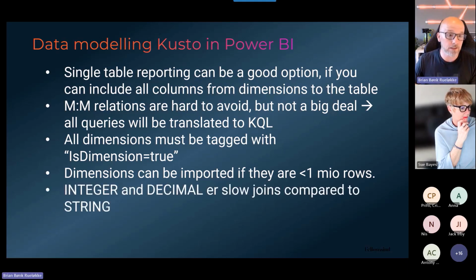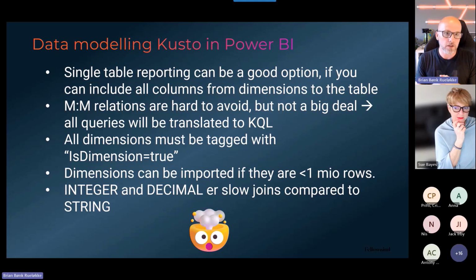As I said, integer and decimal joins are slow compared to strings. That's just the way it is. Just accept it. And yes, Takami, you're starting data modeling now. If you plan to work only with real-time intelligence, you don't have to do that. But still do data modeling if you plan to do other things than real-time intelligence. So it's still a good thing to learn, Takami.